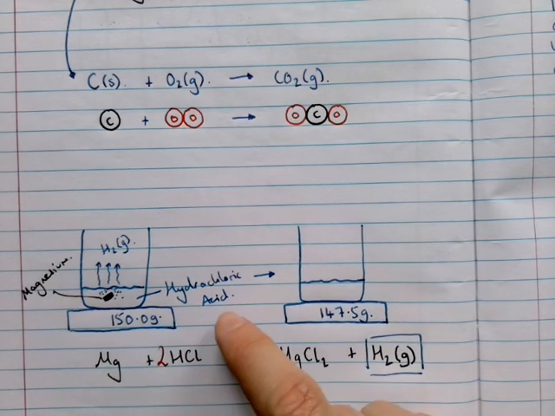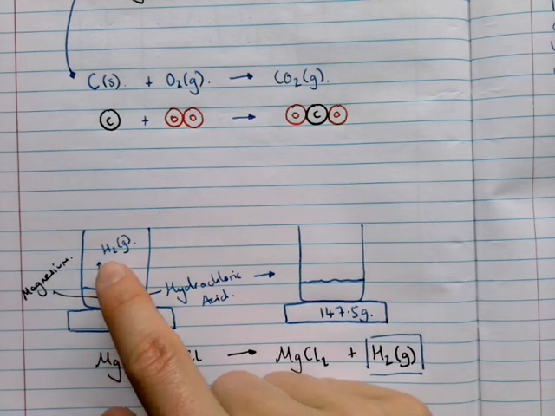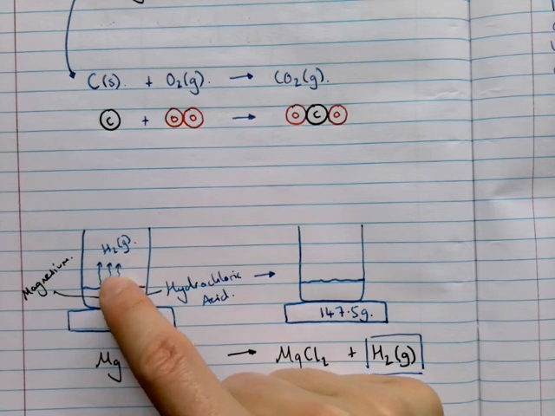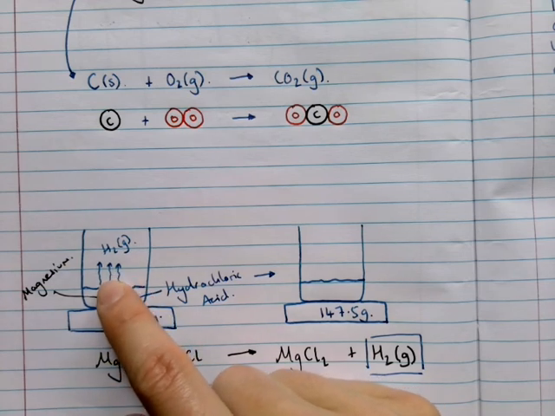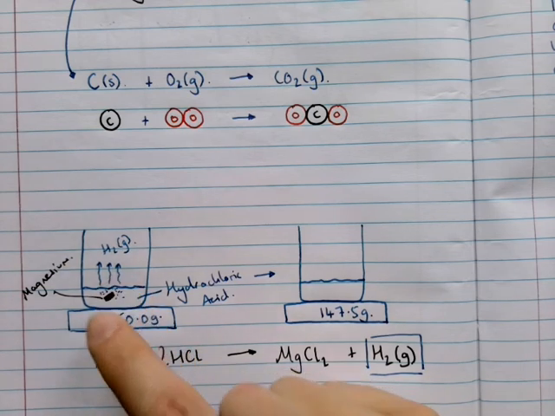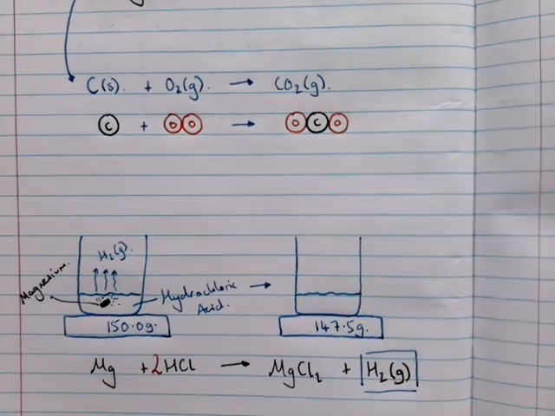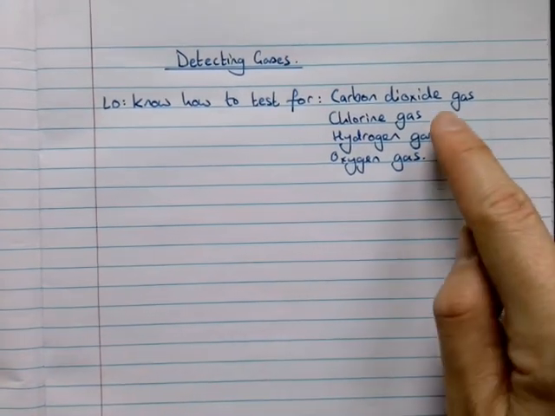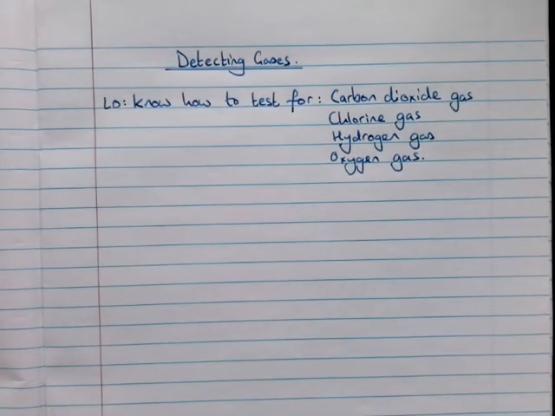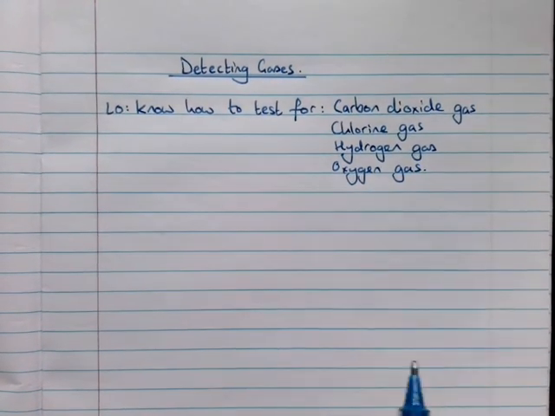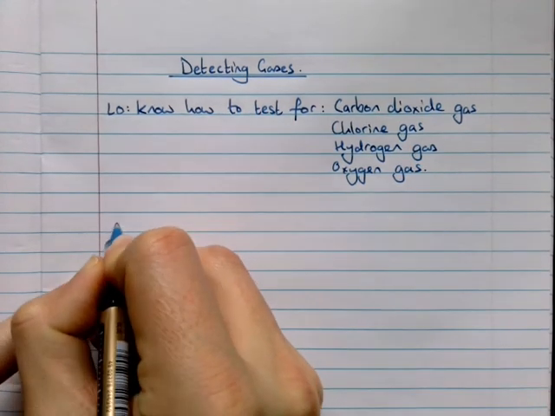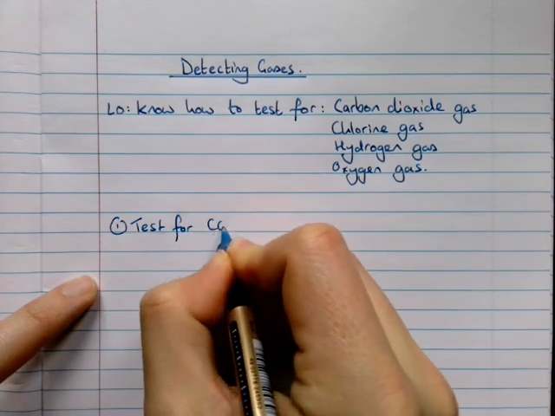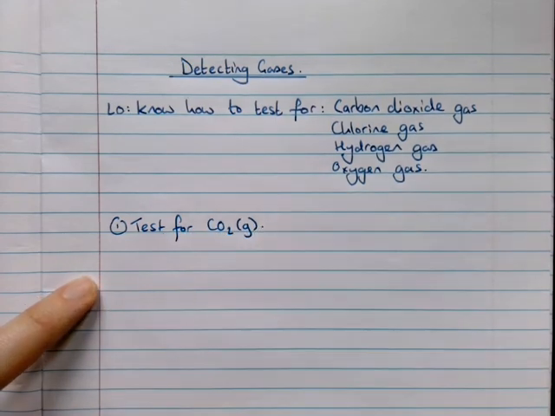But let's say you had any kind of reaction and you can see that there's a gas coming off because there's bubbling, but you don't know what kind of gas it is. You need to have a test in order to be able to determine what that gas is. And luckily, we've got tests. So we've got 4 tests for each of these different gases. Okay, so let's start with number 1, the test for CO2 gas, the test for carbon dioxide.